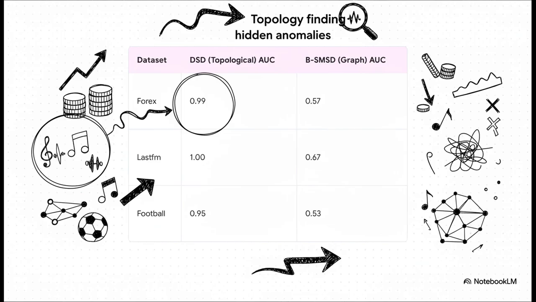This table shows performance using a metric called AUC. Just know that 1.0 is a perfect score, and 0.5 means you're just guessing. Now look at this. Across all these different data sets, currency markets, music listening, football passes, the new topological detector, DSD, gets near-perfect scores. The old graph-based method, it's barely better than flipping a coin.